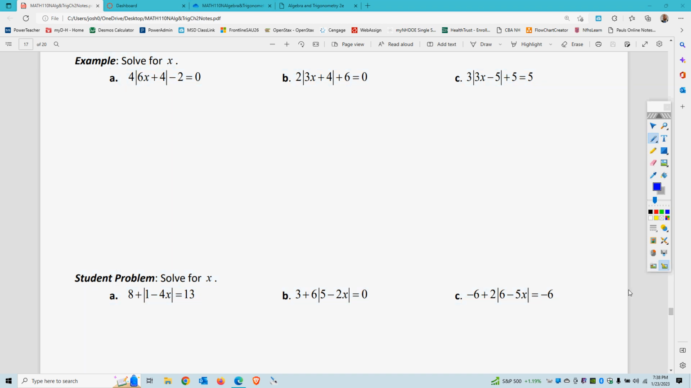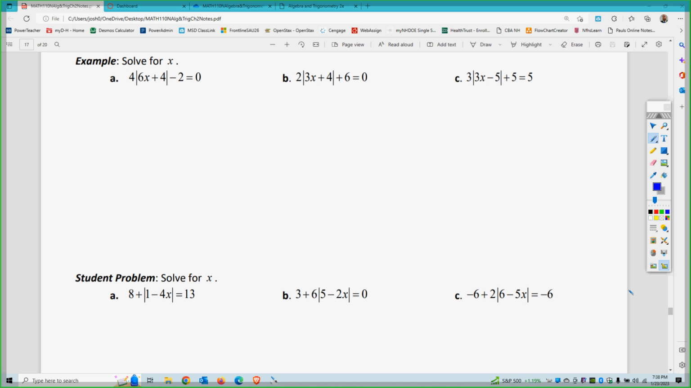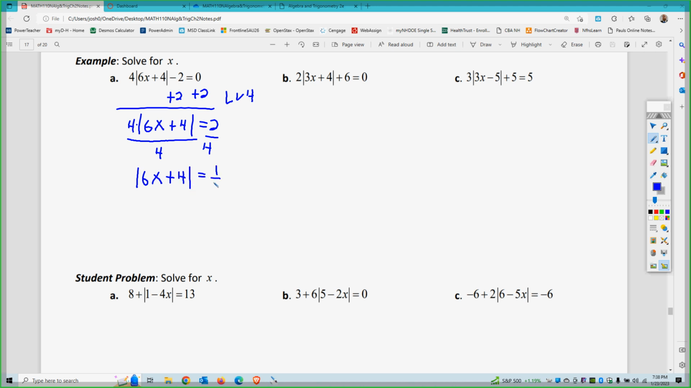So again, absolute values count as grouping symbols. There's only one power of x here, so I can use the isolation strategy. I'm going to add 2, right? So I'm going to do level 4 first. So 4 times |6x plus 4| equals 2. A lot of students want to distribute that 4. Don't do that, okay? Solve, don't simplify. The absolute values don't work the same way as parentheses anyways. So divide by 4. So the absolute value of 6x plus 4 equals 1/2.